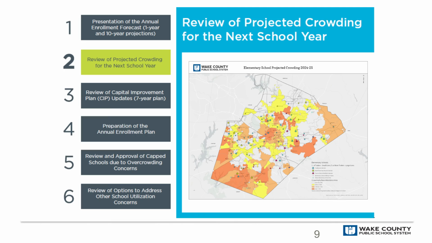In addition to providing a 10-year outlook, the annual forecast also provides a one-year projection that we use to determine funding needs for the coming school year, as well as predict crowding for the next school year. In this case, these projections are for the 2024-25 school year.